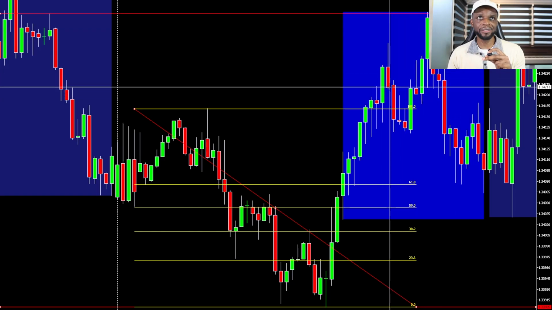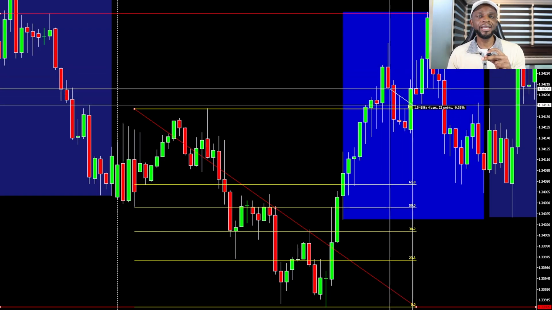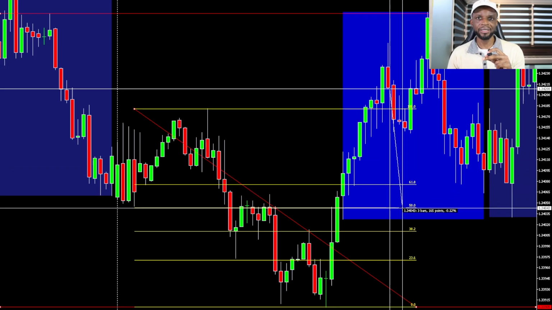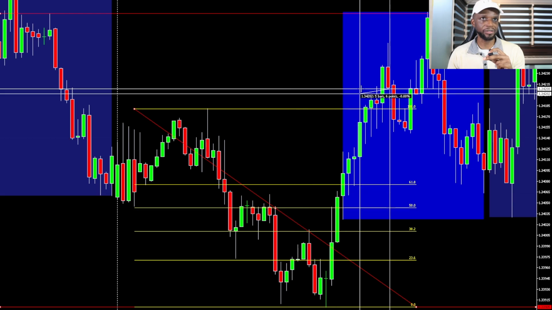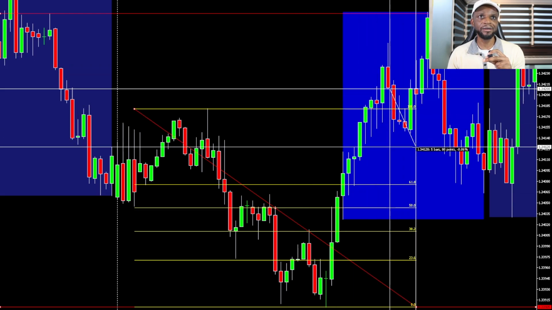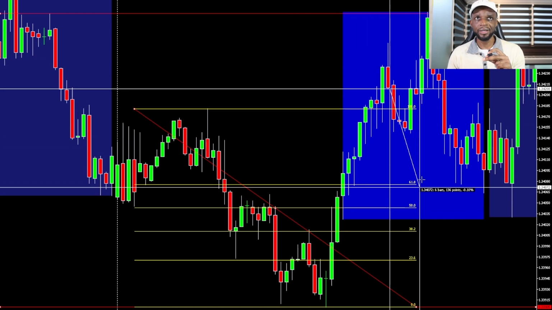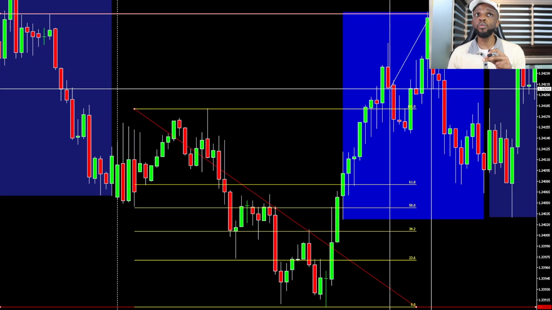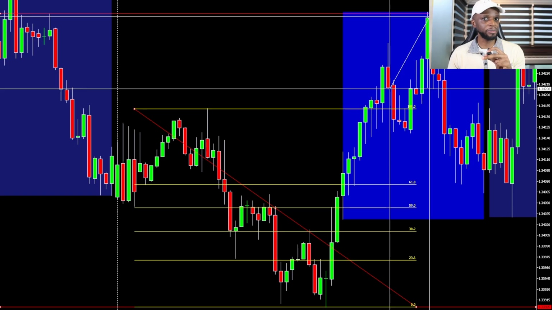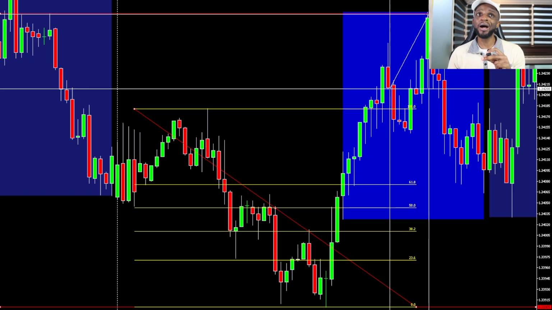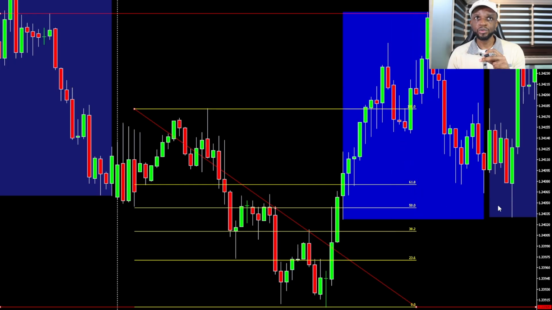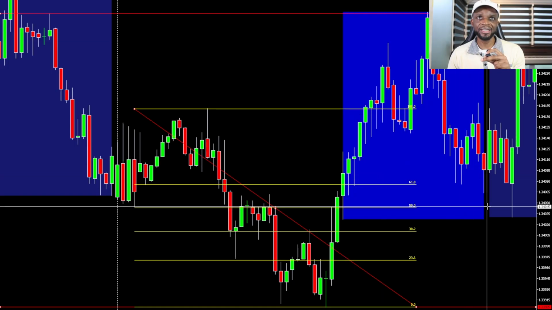Okay, so I would have entered at this point, and then my target would have been the same 50% mid of the Asian session. So I would have taken a sell here and aimed for the mid here. And what would price have done? It would have come down a little, gone to what would have been my hard stop loss if I had put a hard stop loss in, but it bounced off and came down to here, to where my take profit is, and I would have made my profit here.